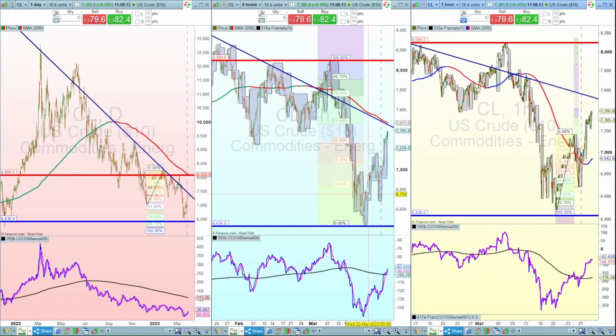If you're not in a trade, I'd sort of wait it out until they all align, either all in a downtrend or all in an uptrend eventually. And for the uptrend to occur, you want to see a break above this key resistance on the daily, and you want to see that daily CCI break to the upside of its moving average.